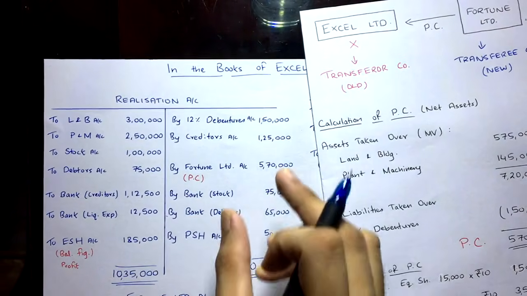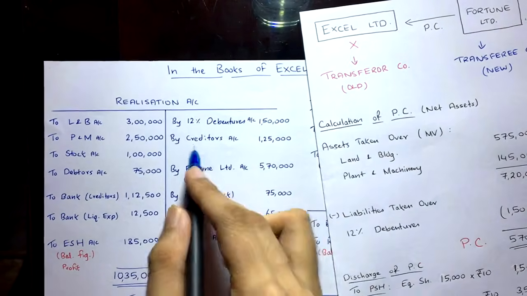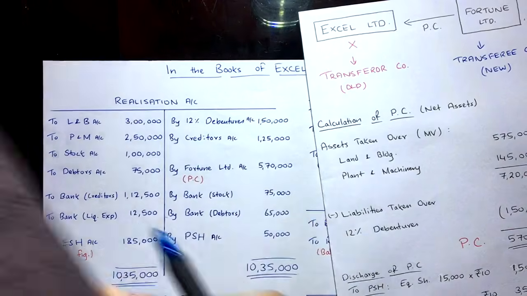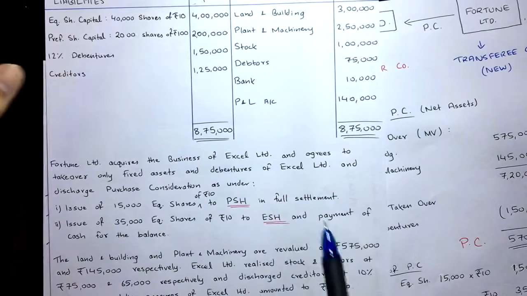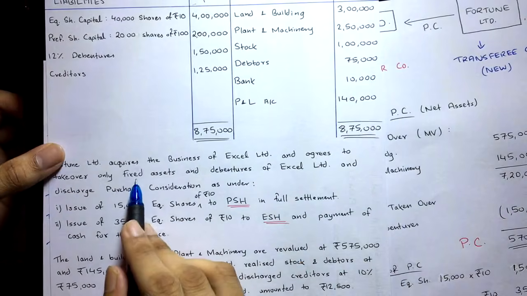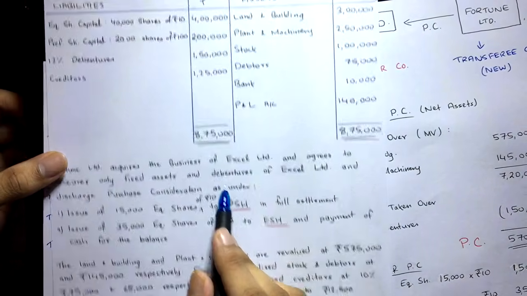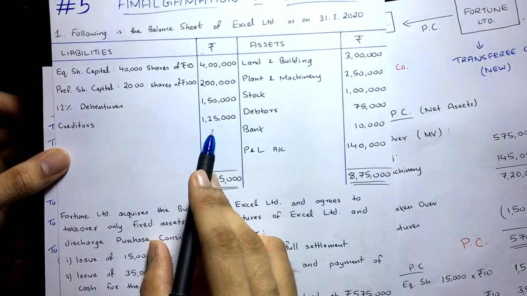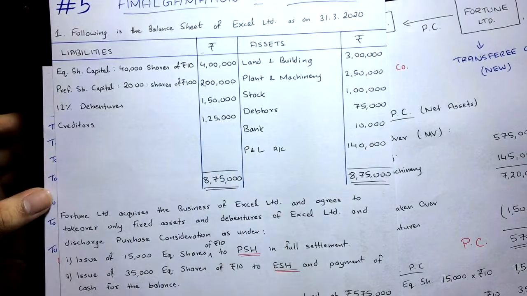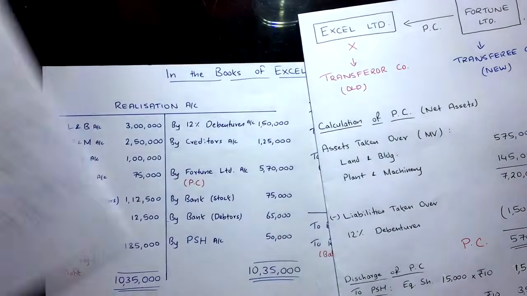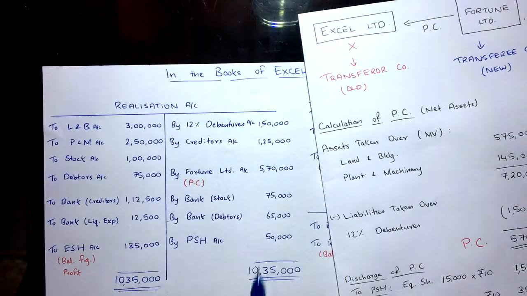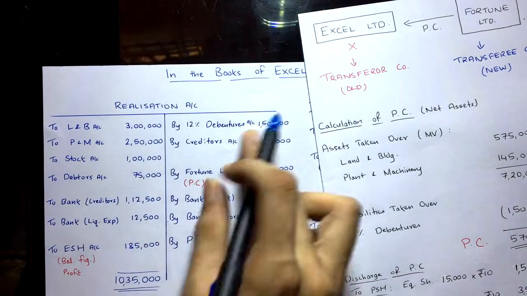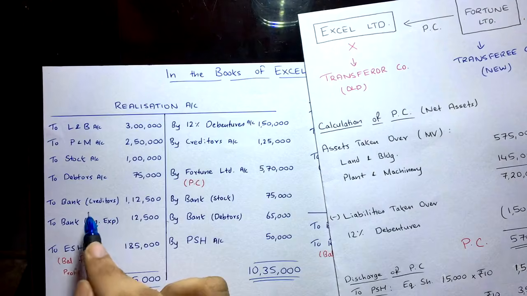Simple. And then those liabilities which are not taken over, such as creditors in this question, 1,25,000. See here, creditors were not taken over. Only fixed assets and debentures are taken over. So of course creditors are not taken over. The book value is 1,25,000. And now you have to pay them yourself, the transferor company, right? So this has to be taken on the opposite side, to bank or to cash, whatever, right?